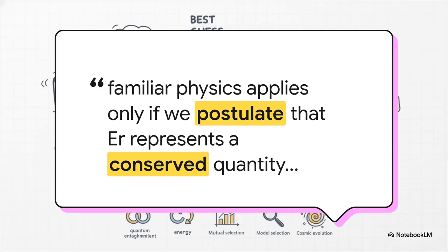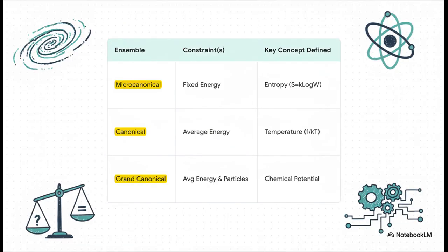Think about that. If you feed the machine just one single fact, that the average energy in a closed system is constant, it automatically derives the entire framework of thermodynamics, just as the most honest guess possible. And this table here illustrates it perfectly. In physics, they call these different scenarios ensembles, but don't worry about the jargon. Just think of them as our best guess machine running with slightly different starting info.